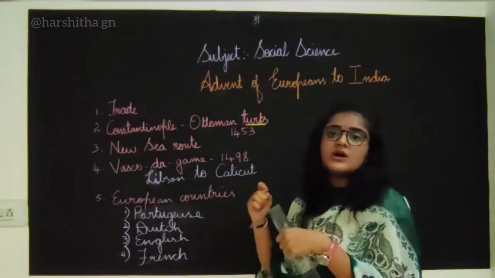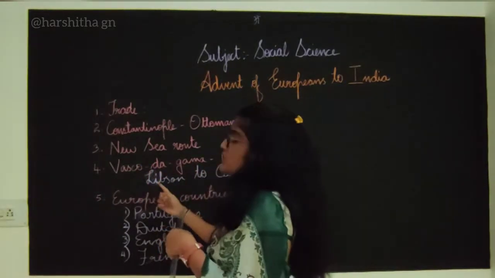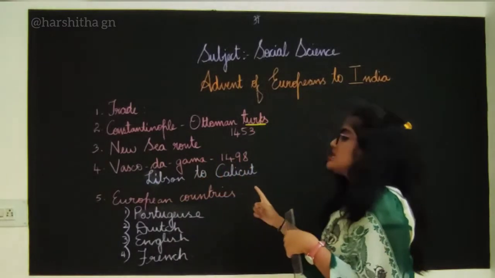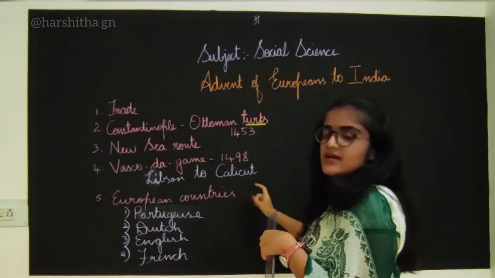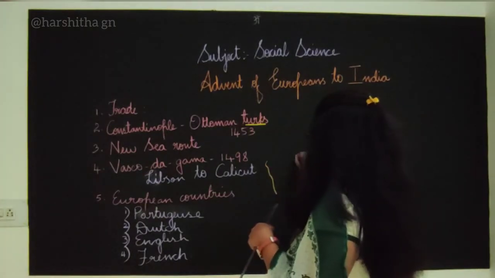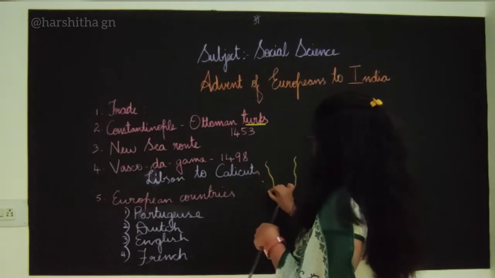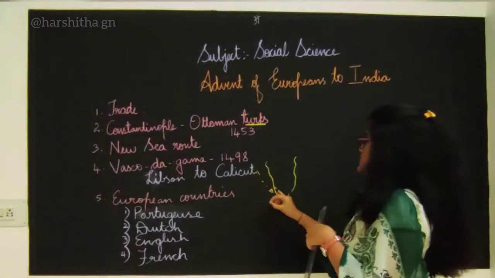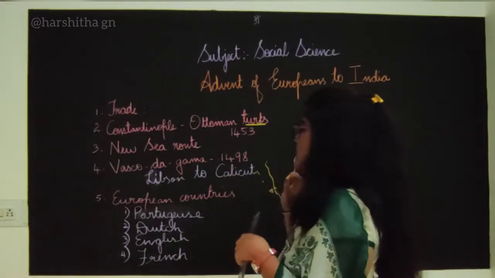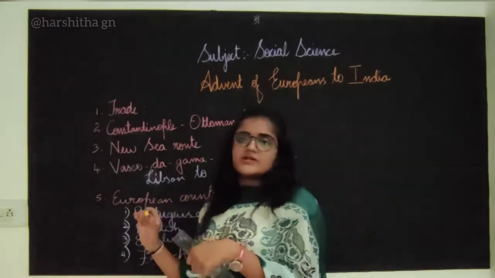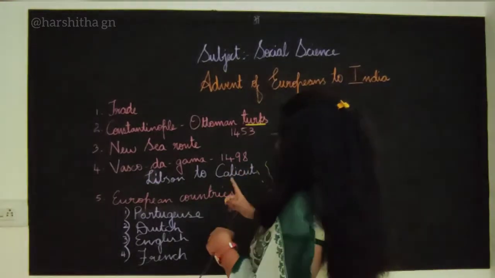Vasco da Gama is from Portugal. He was from a place called Lisbon and he reached India on the west coast at a place called Calicut. If this is India, this is Calicut. You can see. So he was the first person to reach India via sea route, at a place called Calicut.